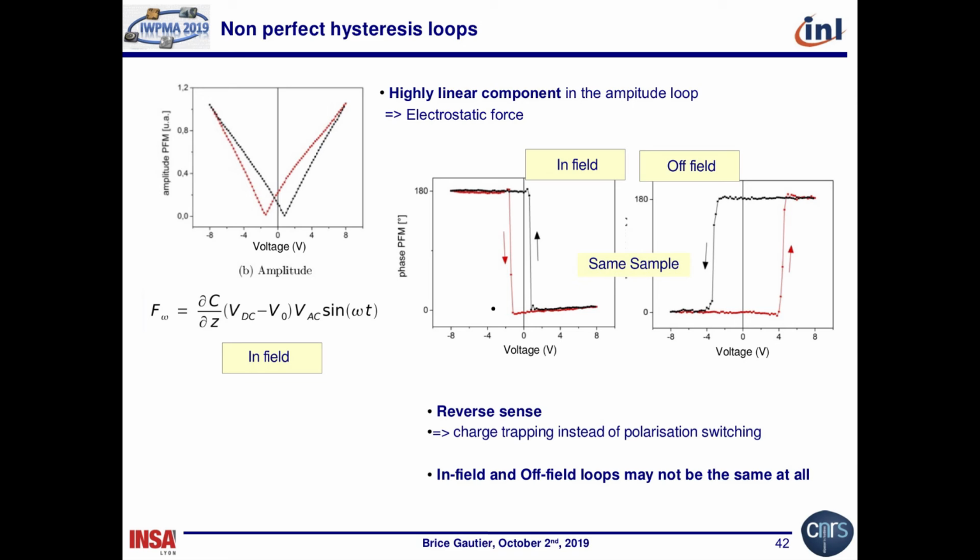This has been recorded on silicon oxide, but also on barium titanate, which is supposed to be ferroelectric. And any time you have a problem with charge trapping, then you have this phenomenon active. Look at the difference between the in-field and the off-field. This is another sample. I don't remember which, I will find it again. Look at the in-field.